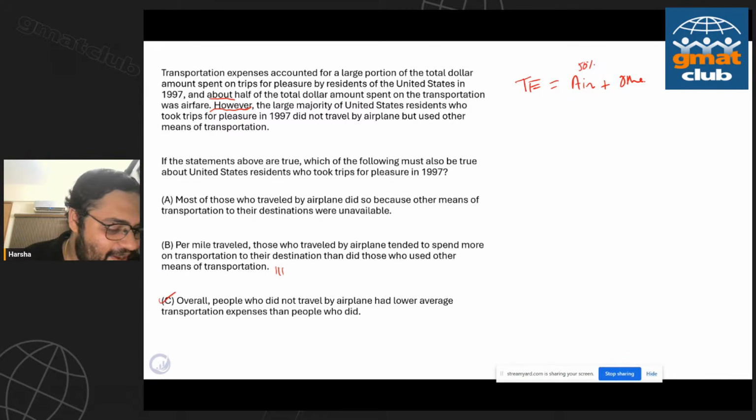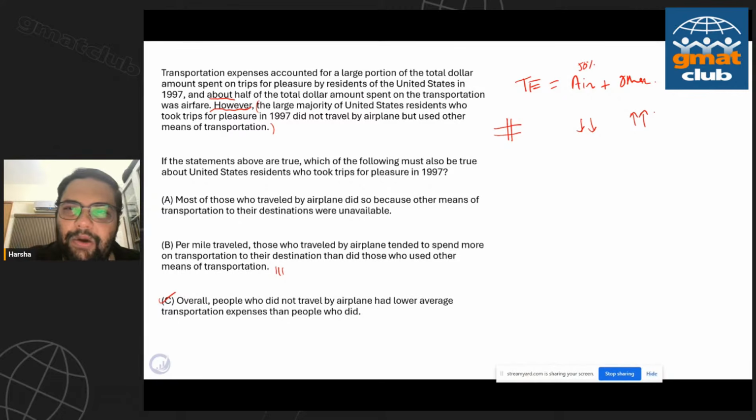So if you fell for B, there's a trap there, and there's something to learn from that, right? So pay attention. The total travel expense is air plus others. What we are given is air is like 50%, right? Now, what's interesting is the last sentence. The large majority of people, if I talk about the number of people actually traveling by air or whatever other means, the large majority of people who took these trips did not travel by airplane. So very few people travel by air. A lot of people travel by other means.